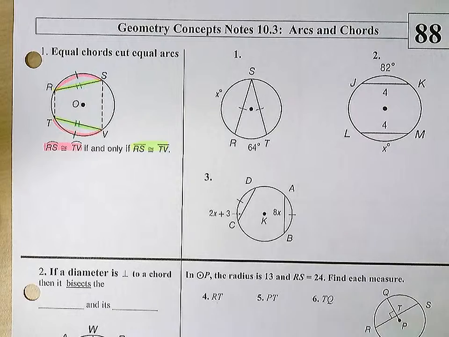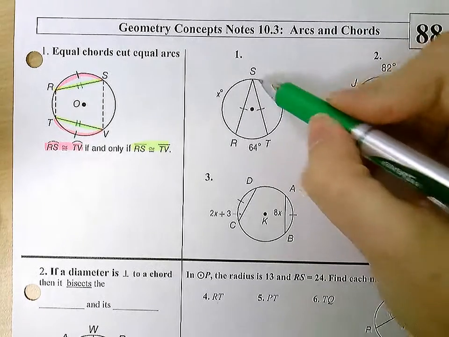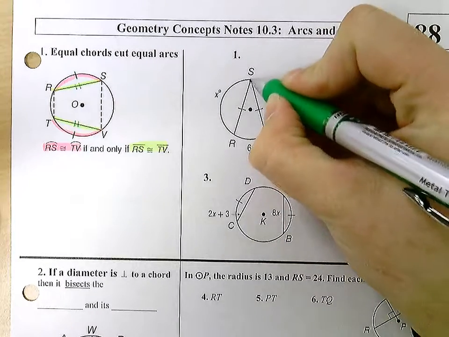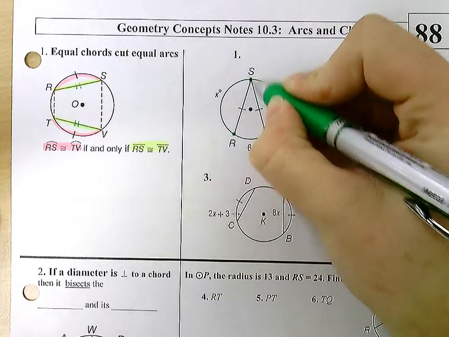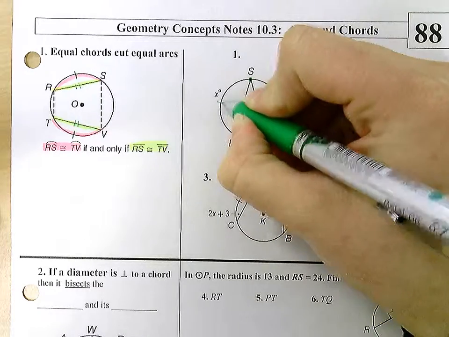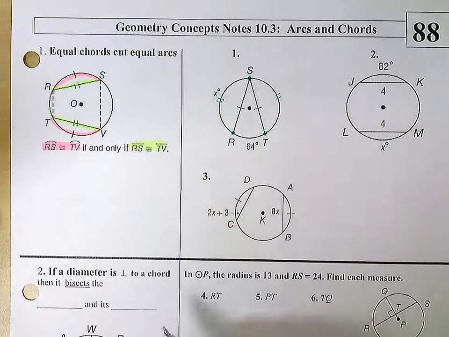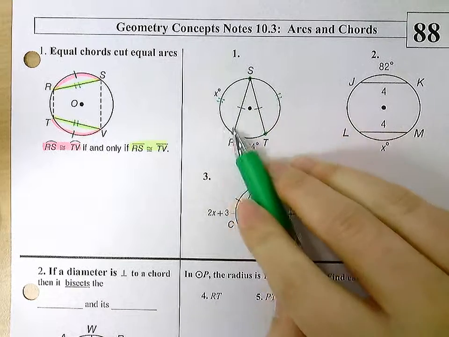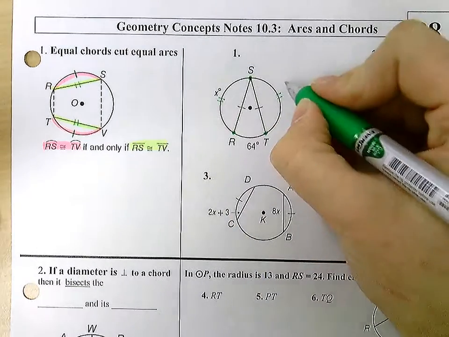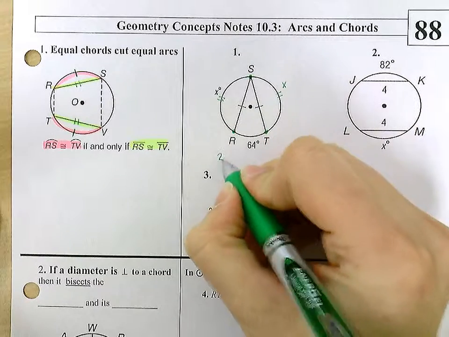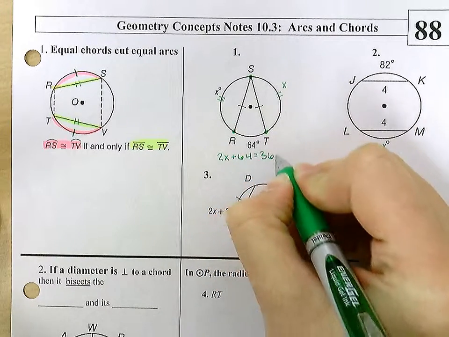This first one. In my picture, SR is congruent to ST, correct? That means that the arcs that those chords cut through have to be congruent as well. Okay, so arc RS would be congruent to arc TS. Well, if arc SR is labeled as X, ST would also be X. And then what do all of your arcs together have to add to be? 360. So I can add all 3 and set it equal to 360.